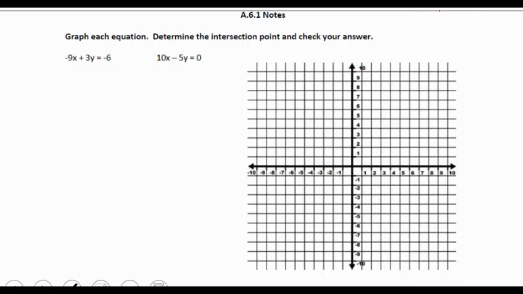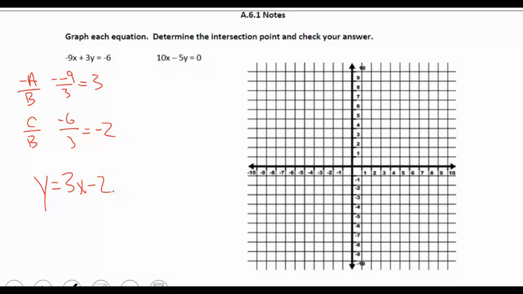All right, so let's do a couple more here. Let's do this one. Negative 9x plus 3y equals negative 6. I'm going to do the same thing here. I'm going to find my slope and my y-intercept. My slope would be, remember, negative a over b. So negative 9 over 3, which is really 9 over 3, which is just 3. My y-intercept is c over b, which would be negative 6 over 3, which is negative 2. So my equation would be y equals 3x minus 2.